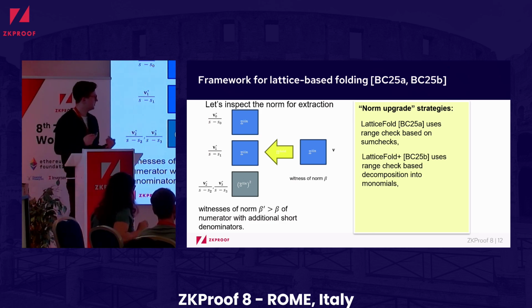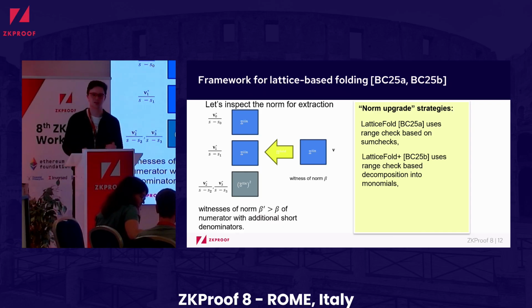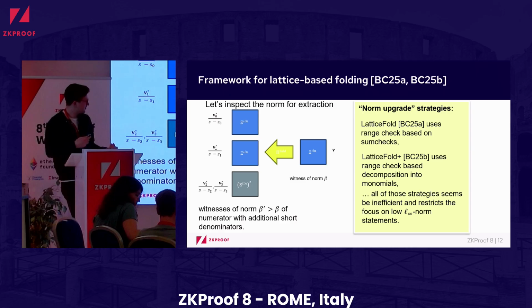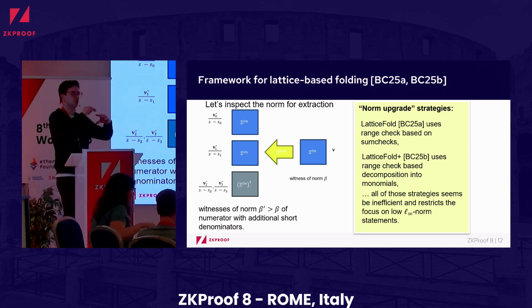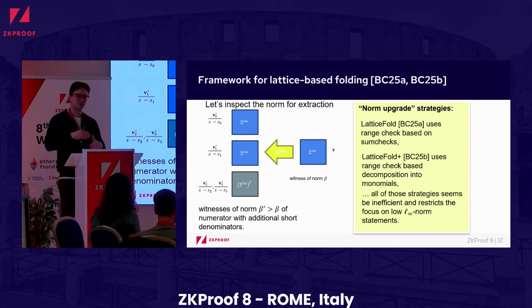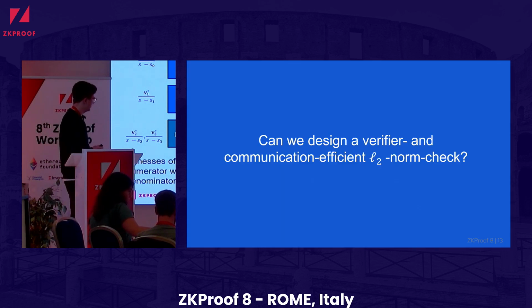LatticeFold Plus also uses sum check, but with a more particular decomposition based on monomials, which turns out to be particularly efficient. But all of those strategies seem to be inefficient because they rely on the L infinity norm, so the efficiency of those protocols scales up linearly with that norm. Essentially we are restricting our focus to very low norm relations.